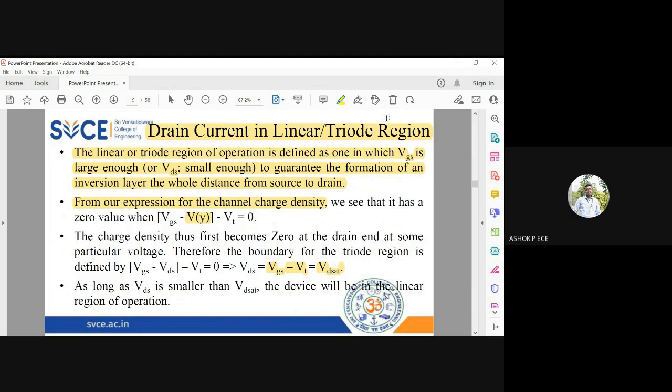The linear region is also called the triode region. The first region is where we are finding the saturation voltage VD sat. As long as VDS is less than VD sat, the device will be linear. Linear means, as I said, output is proportional to input. So whatever input you give, it will faithfully amplify and produce the output. So we are finding out a special voltage called VD sat. It is the boundary condition for your triode region.